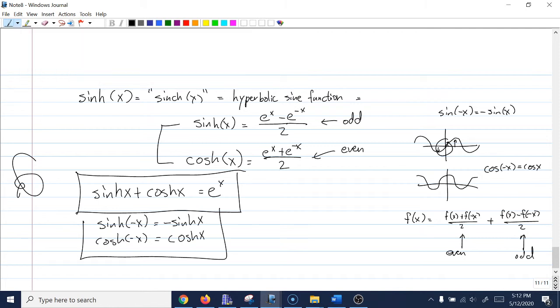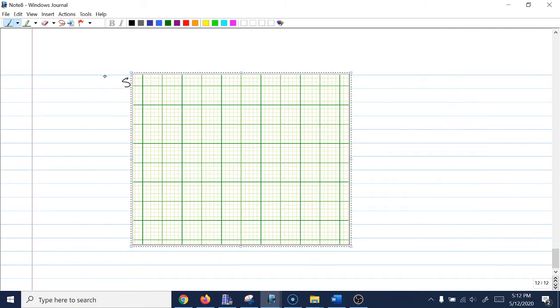The reason they get the names sinh and cosh, like why are they like sine and cosine? Look at the formula for sinh x. Sinh x is e to the x minus e to the negative x over 2. What's the derivative of sinh?